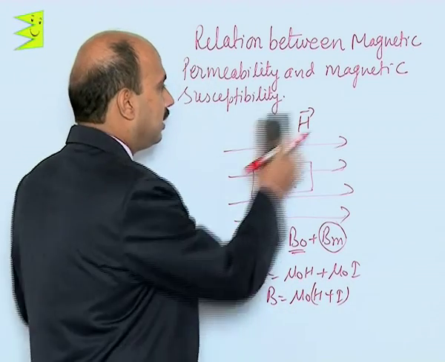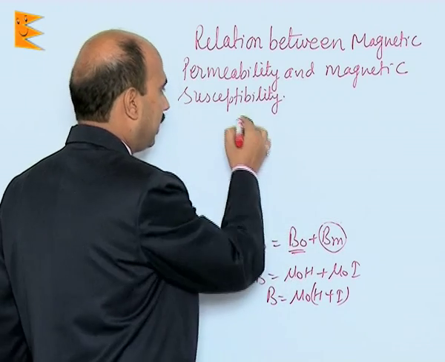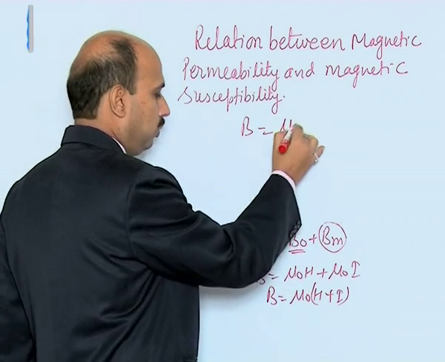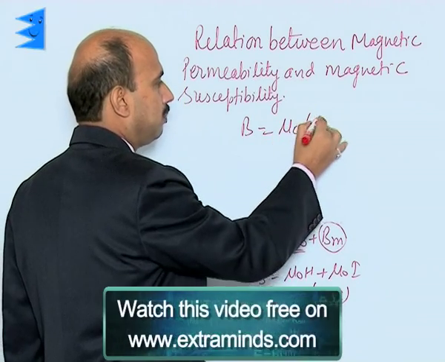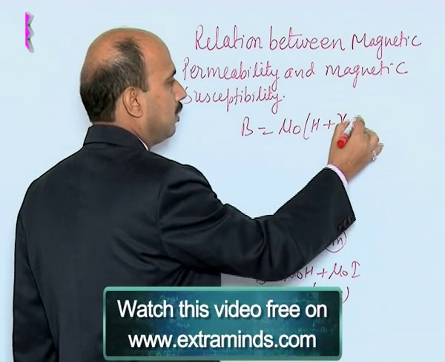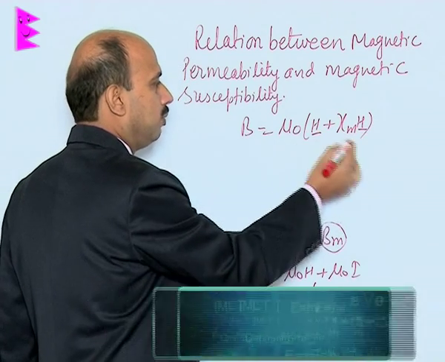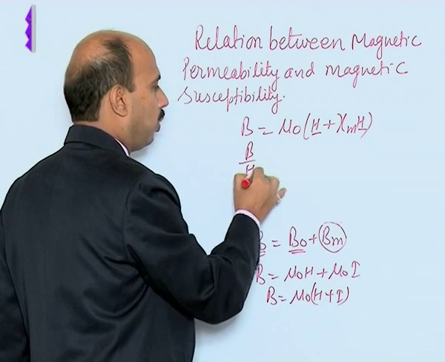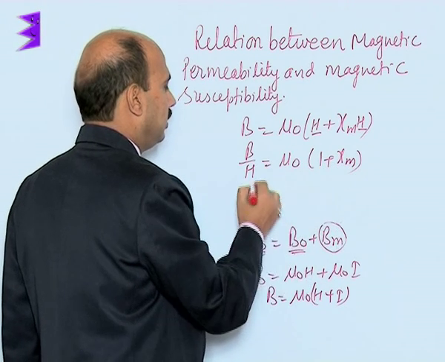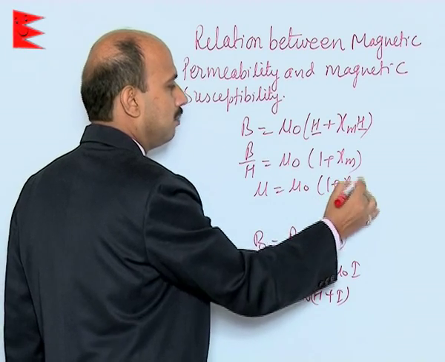Now, we have already done chi m is equal to I upon H. So, we can write B is equal to mu naught H plus chi m into H. Then here H we can take common. So, that is B upon H is equal to mu naught 1 plus chi m. This can be written mu is equal to mu naught 1 plus chi m.